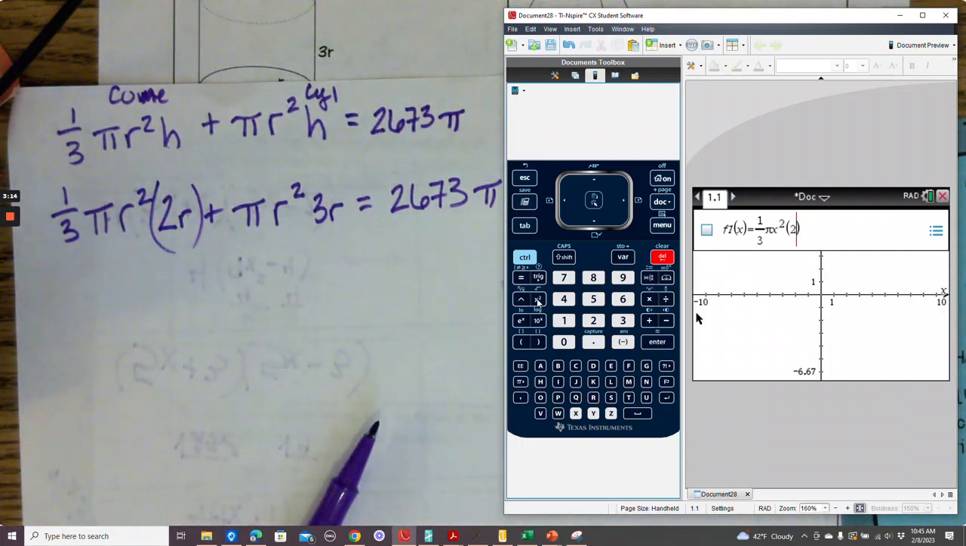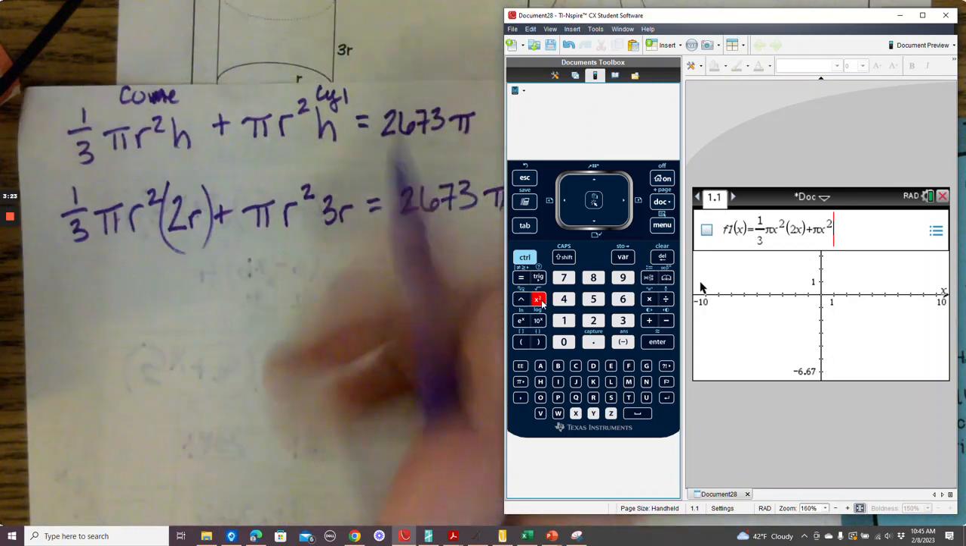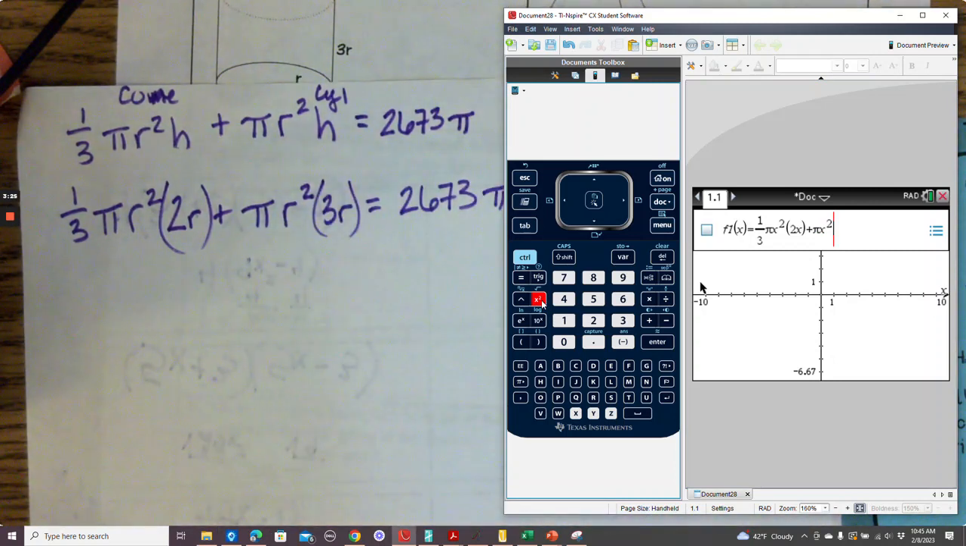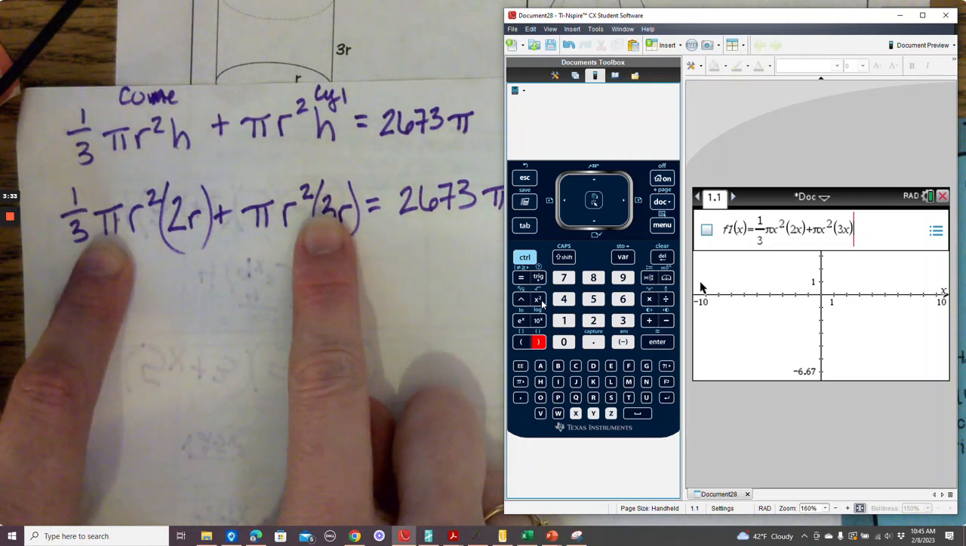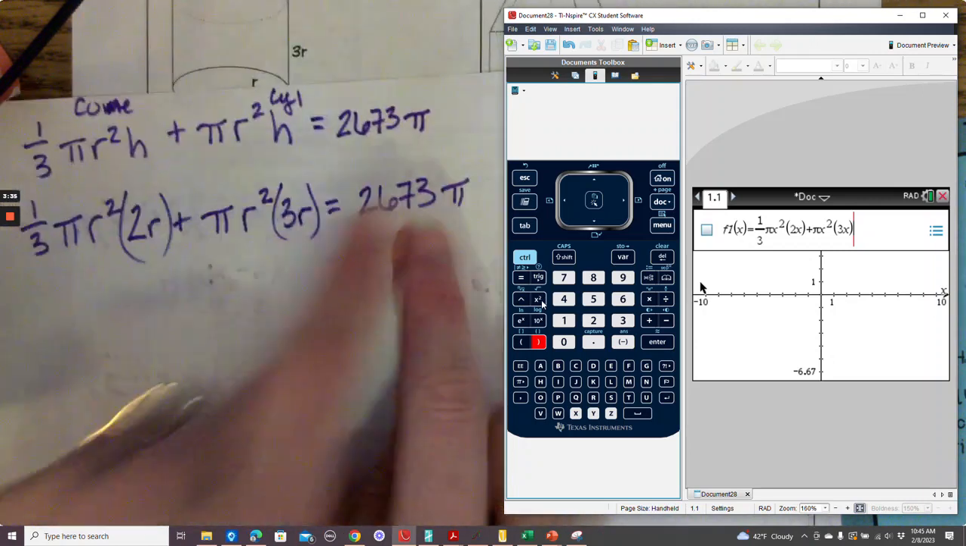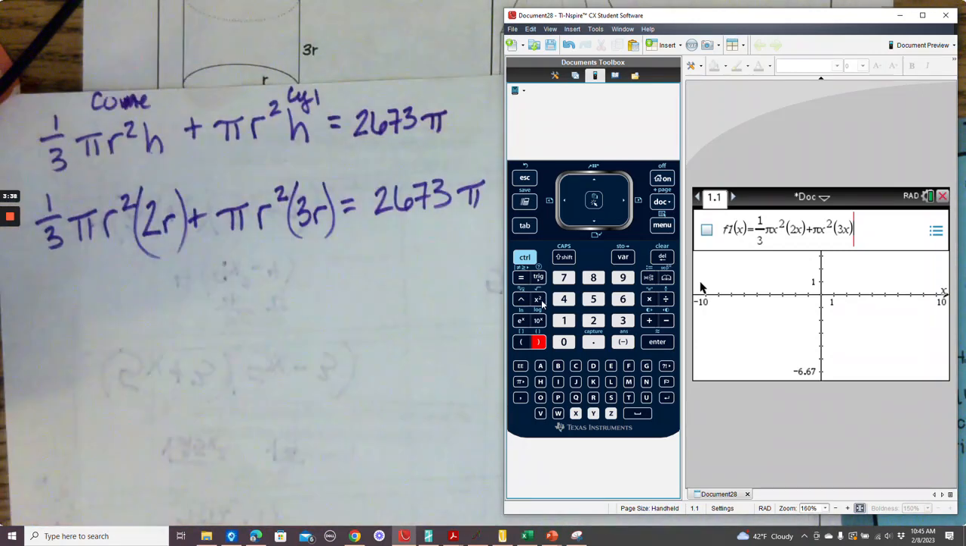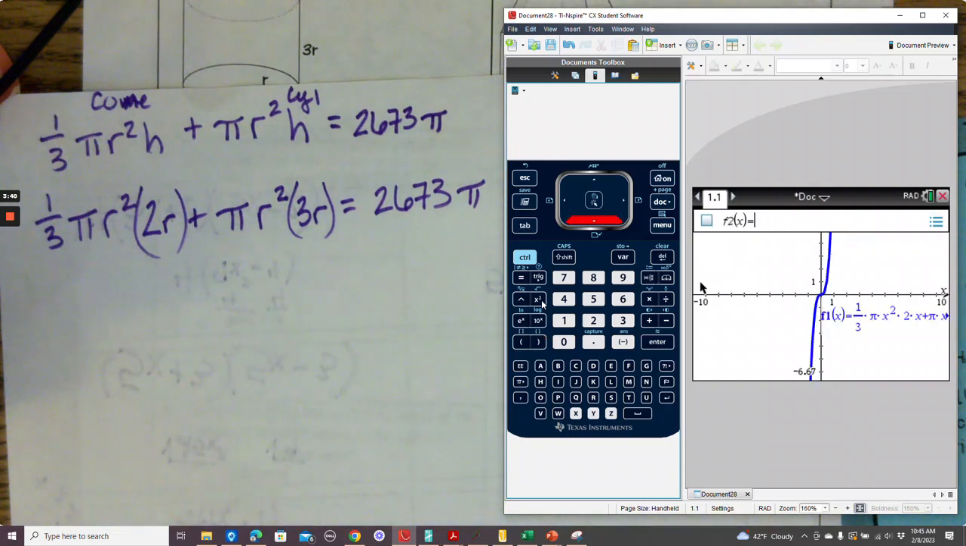I'm going to put it in parentheses, 2x, I'm sorry. Plus pi. And then x squared. And again, this was a substitution. Anytime you're swapping things out, put it in parentheses. It just helps to keep the math right. 3x. Okay. So the left-hand side goes into f of 1. The right-hand side, if you press the down arrow key, it's going to go into f of 2. 2673 pi.